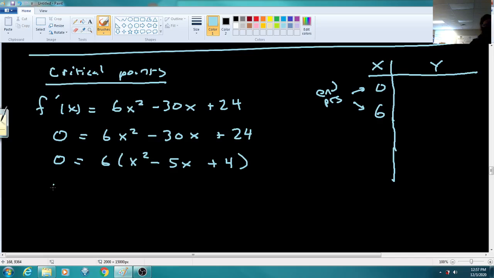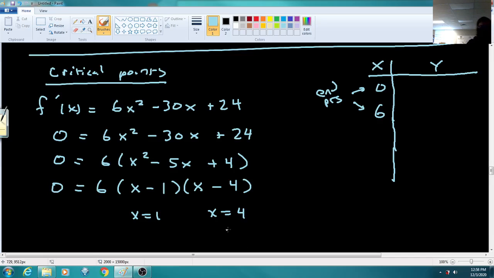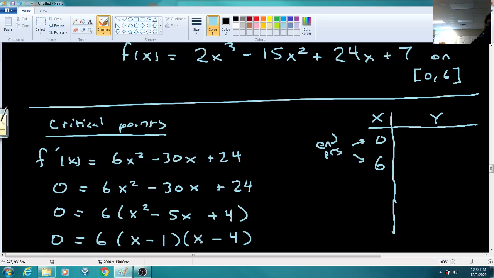That'll leave me that. This will factor as x minus 1, x minus 4. So I get x equals 1 and x equals 4 on my critical points. Now, one thing you want to check is make sure that those critical points are within your interval.